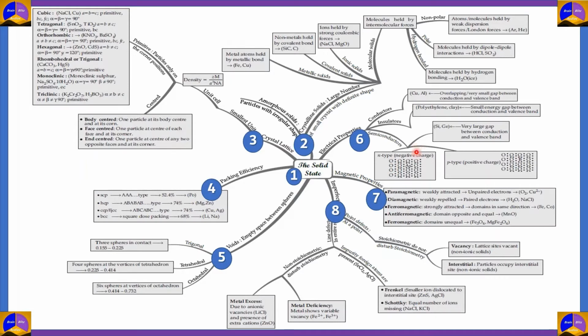Mind maps are really useful as tools for last minute preparations. However, they can be very expensive. So this video is devoted to explaining this mind map in some detail to simplify it. So today we'll be looking at the chapter, the solid state. It's a pretty important chapter and it involves a lot of visualization.